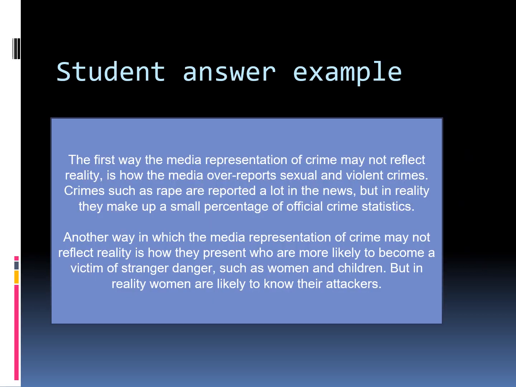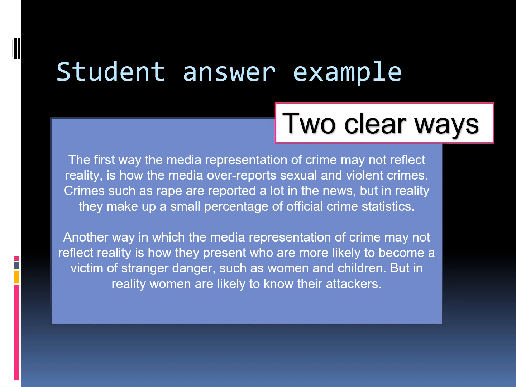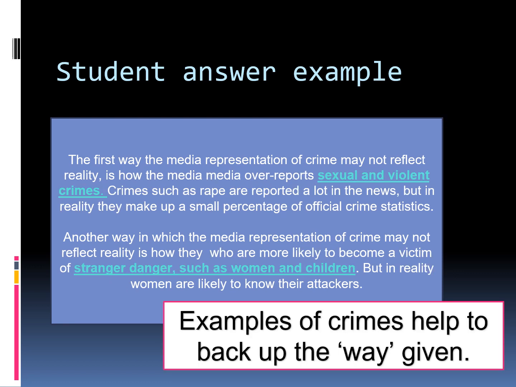So checking out this student answer visually as an examiner, it is really easy to read, and they do new point, new line. They clearly signpost the 2 ways as well. For example, way 1, the media overrepresents sexual and violent crimes, and way 2, who the media presents as being more likely as being a victim of crime is often women and children. They also use examples to back it up.